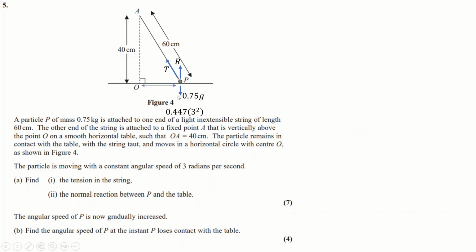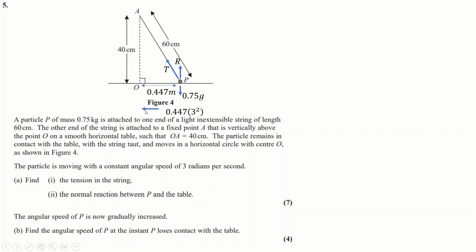We've got a distance here, and we should never work in centimeters, obviously. This is 0.6 meters, this is 0.4 meters. 0.6 squared minus 0.4 squared, square rooted, is this, apparently. So that's as it's there.